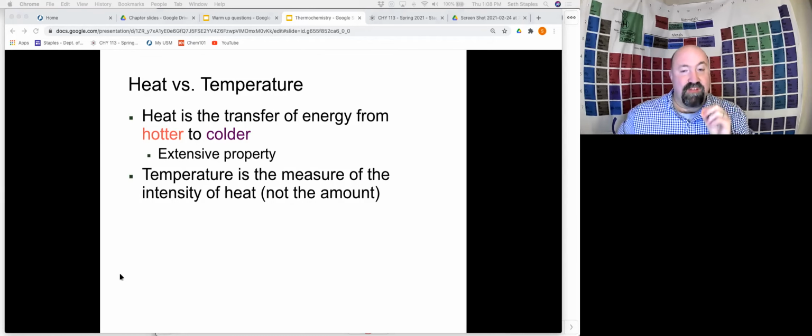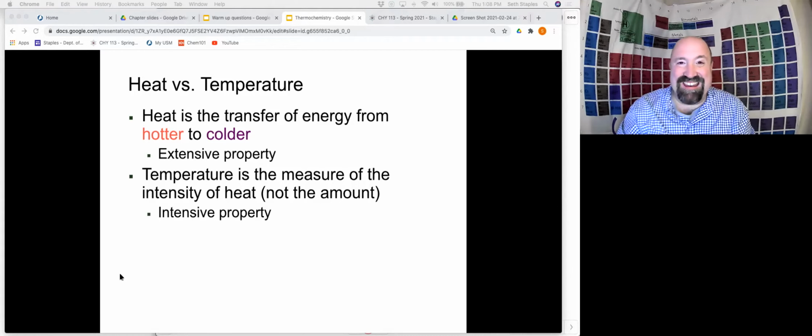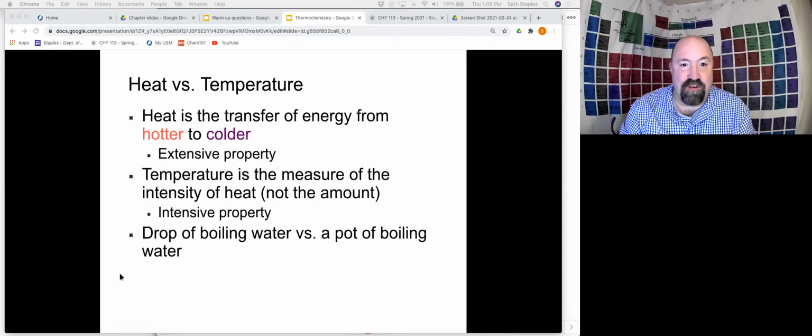Temperature, however, is a measure of the intensity of that heat. It's not a measure of the amount. So that means that it is an intensive property. It doesn't depend on how much is there. Again, consider those two examples. If I have just a drop, a thimbleful of water that is boiling, or an entire pot full of water that is boiling, they're both boiling water, they're both at the exact same temperature. They're both at 100 degrees Celsius. That's the boiling point of water. Doesn't matter how much of it you have.